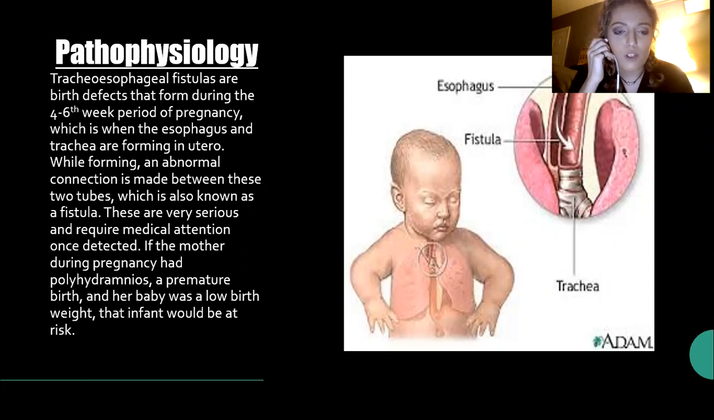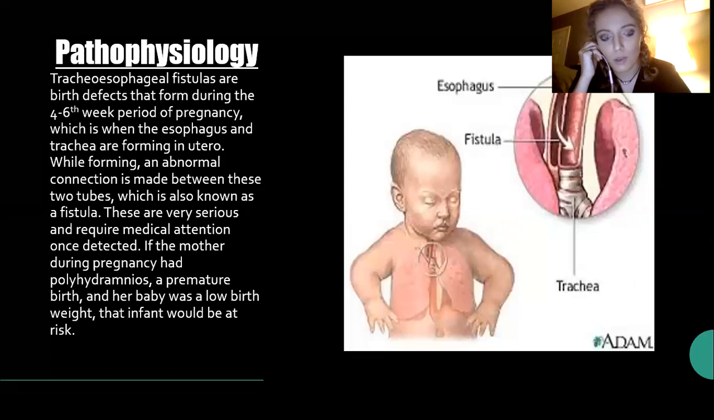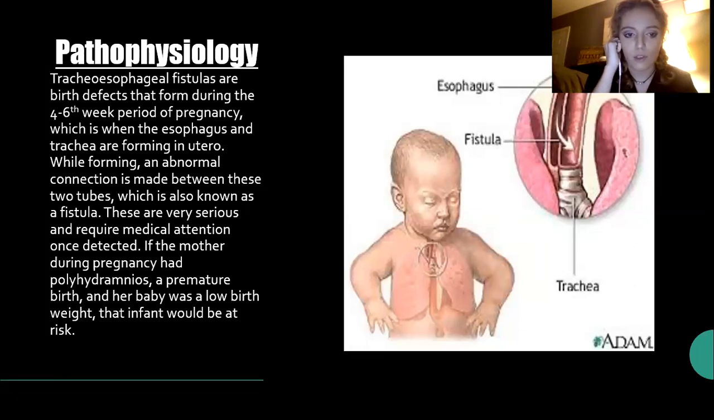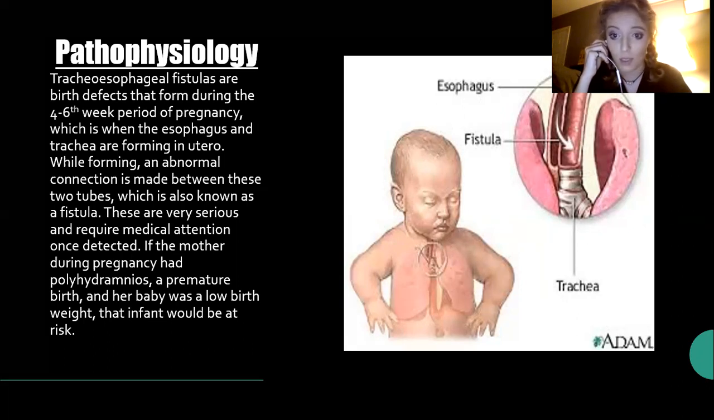Okay, the pathophysiology of tracheoesophageal fistulas. I'm going to be terming them TEF for the rest of the presentation because it's a really long word and a tongue twister. TEFs are birth defects that form during the 4th to 6th week of pregnancy, which is when the trachea and esophagus are starting to form. An abnormality occurs where there is a connection between these two, and as we know, those are not supposed to be connected. That's a bad deal, so they are very serious and require medical attention as soon as they are detected.